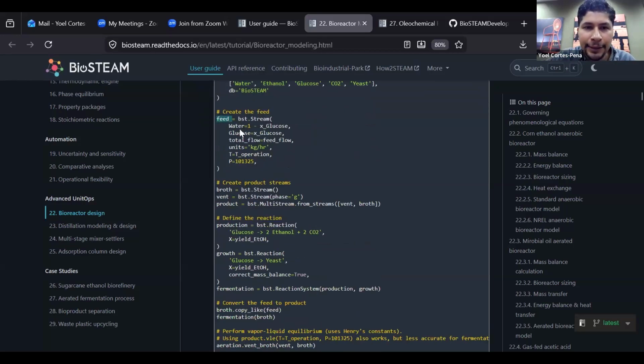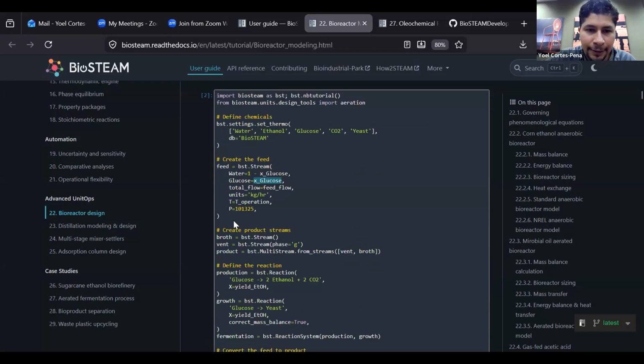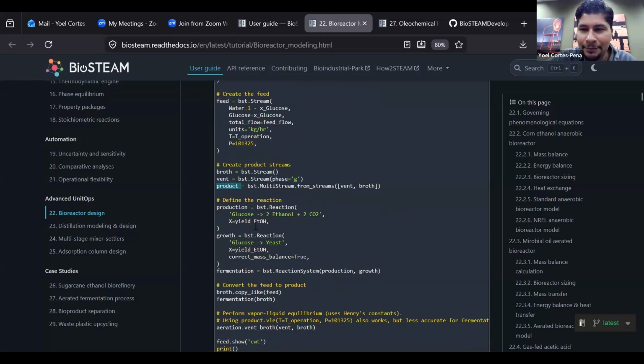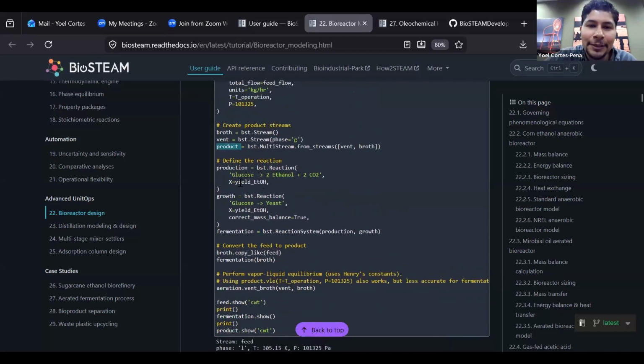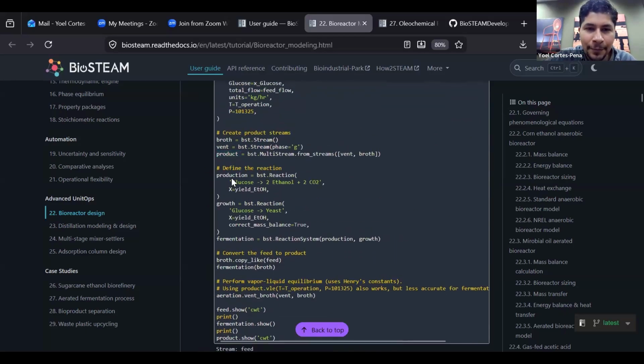Then we can create a stream. Here we're setting the fraction of water, glucose, and the total flow as defined above in the first cell. And here we're creating our product streams. We have our broth, our vent, and our broth is what comes out of the fermentation. And our product is a combination of both. So this is actually a multi-stream, which you can think about like a collection of multiple streams. And you'll see how to use it a little more as we dive deeper.